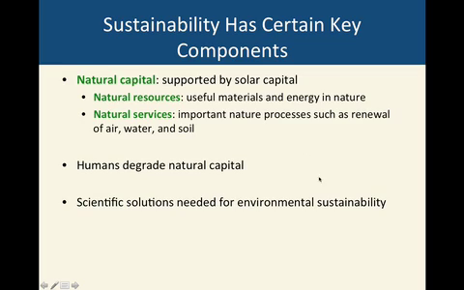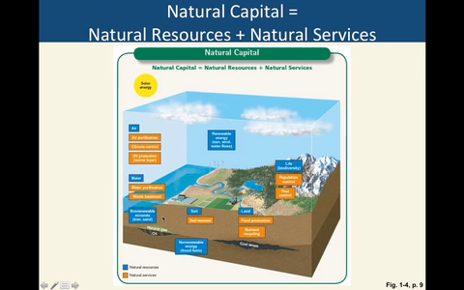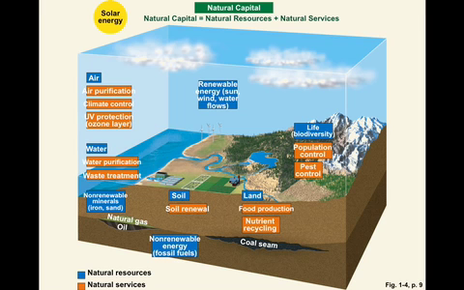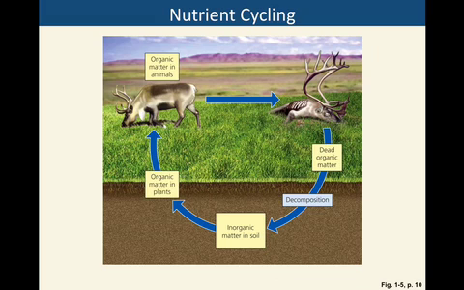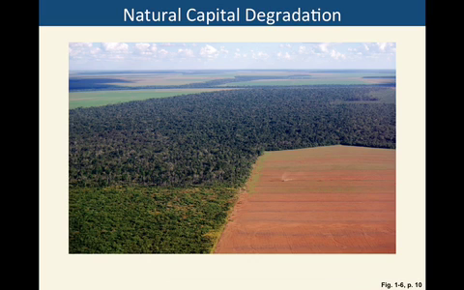We have natural capital as being a part of sustainability. And natural capital is made up of these 2 things: natural resources and natural services. And there's a slide here to show a little bit more visual representation of that. So we have things like resources, like mineral, soil, energy, land, and then we have the services, which is the air purification, water, food production, those sorts of things. And both of those equal our total natural capital that we have as a population to use. Nutrient cycling. We have some natural capital degradation.